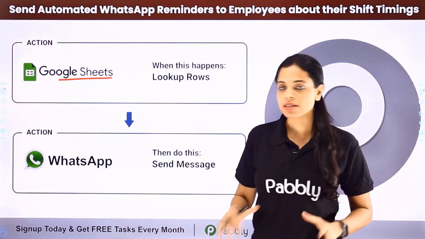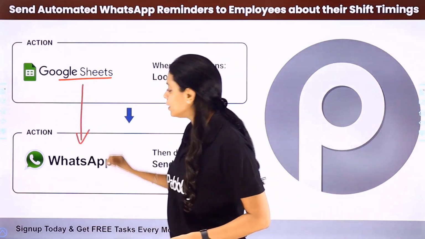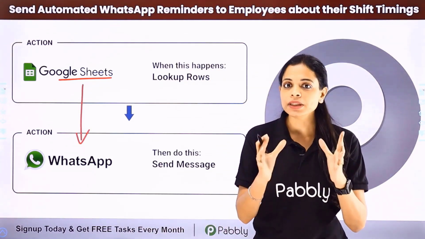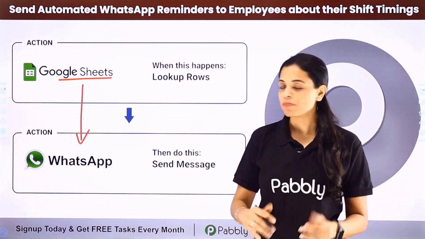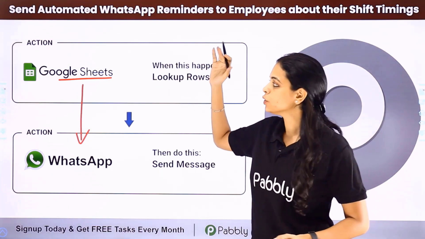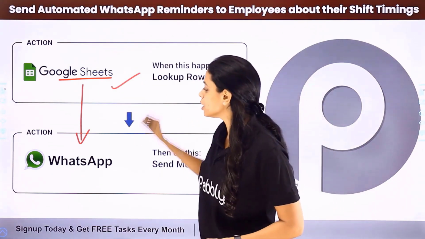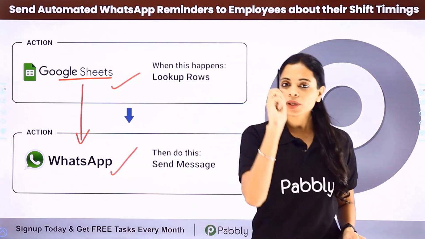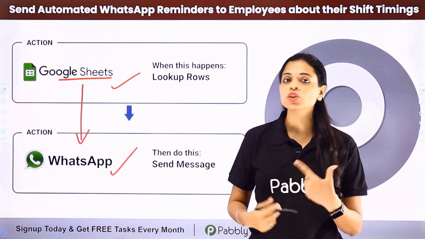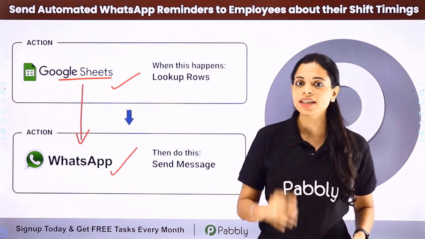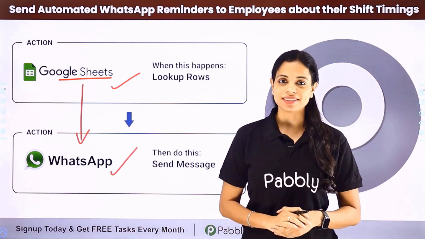Now, how can you do this? For this, you will have to integrate these two applications. And the same thing can be done using Pabbly Connect software. So once you have scheduled it, then your action applications would be Google Sheets and WhatsApp. Now, how can you do this yourself, integrate and automate this entire process? To understand that, let me take you to my screen.